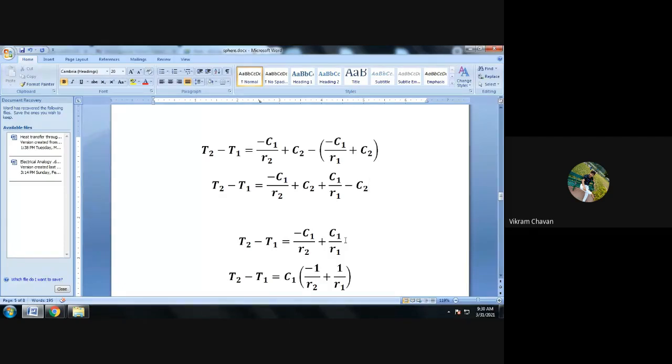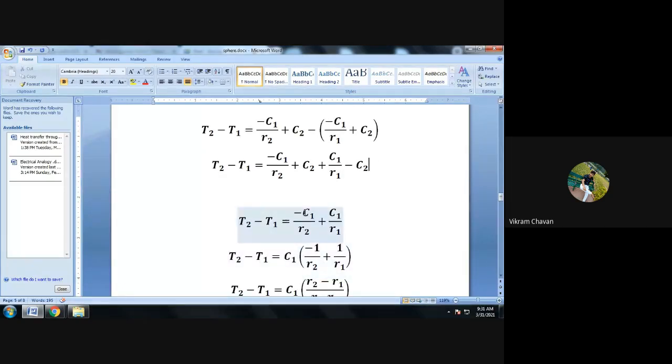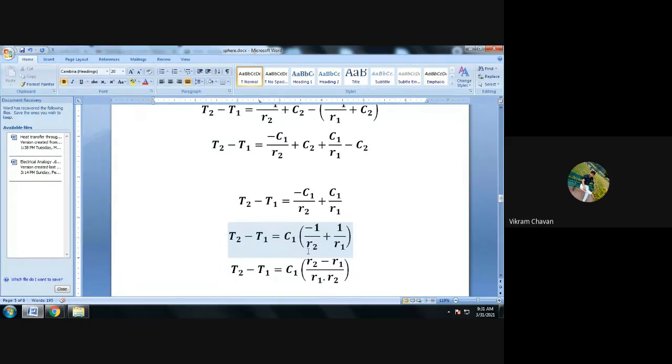Now further, we take C1 common from both the terms. So we get the equation as T2 minus T1 is equal to C1 into the bracket minus 1 divided by R2 plus 1 divided by R1, because we have taken C1 out of the bracket as common from these two terms. Getting everyone?